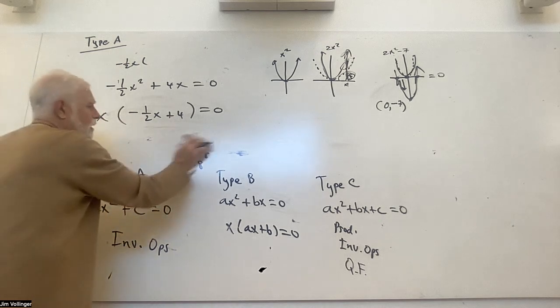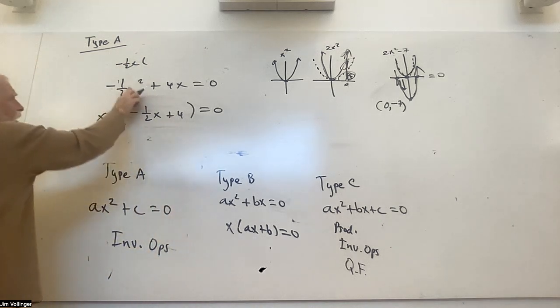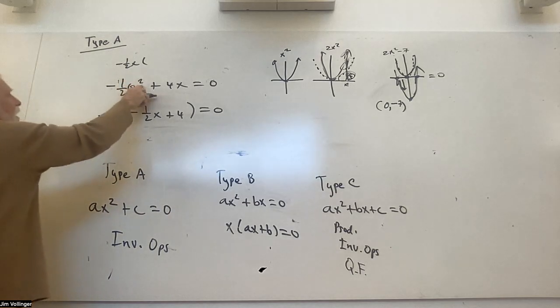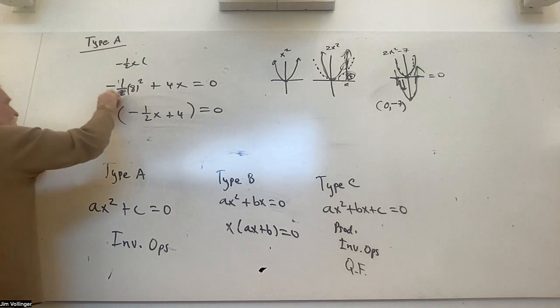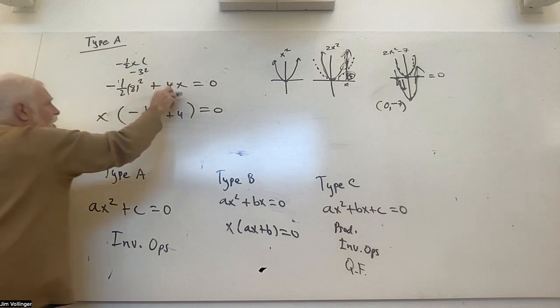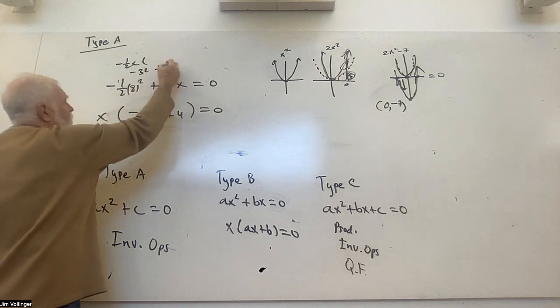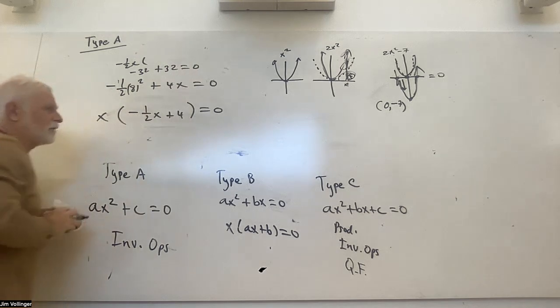All right. And it doesn't hurt to plug an answer in like that when you're dealing with fractions. 8 squared, 64, cut in half, 32. So this is minus 32. And 4 times 8 is positive 32. And you can see those add up to 0.